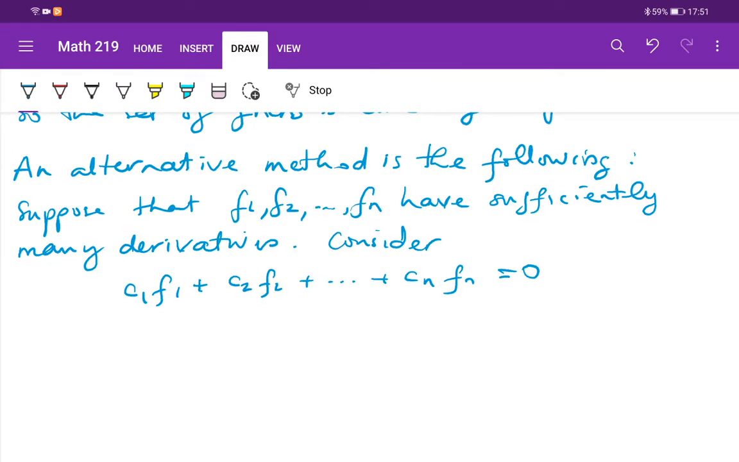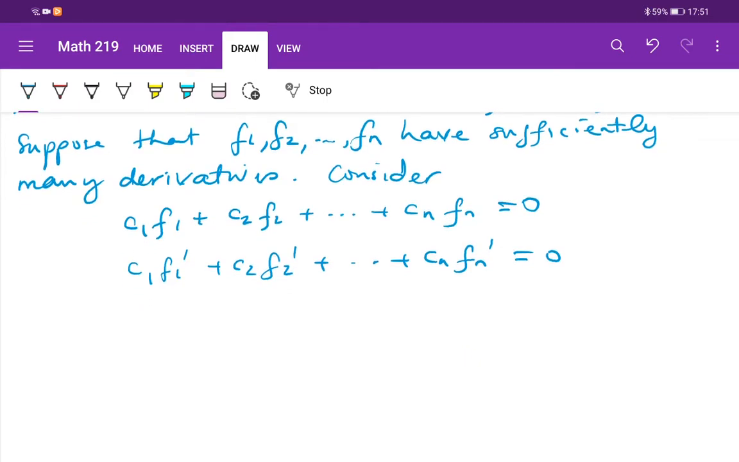So let's consider this equation. If this equation is 0 for every t, then its derivatives must also be 0. So in particular, we have C1 f1 prime plus C2 f2 prime plus Cn fn prime is equal to 0. And you can carry on taking as many derivatives as you want. So let's go on up to the n minus first derivative.